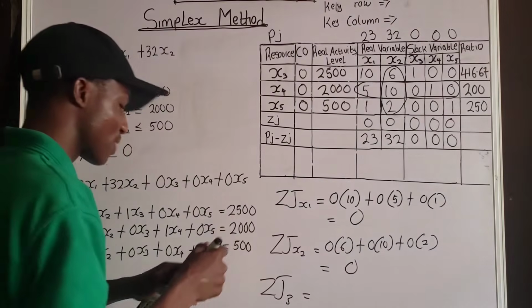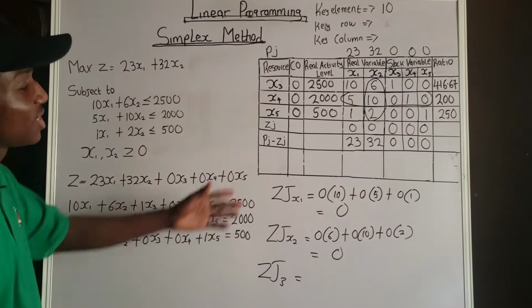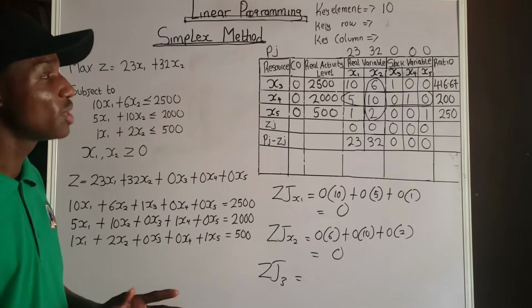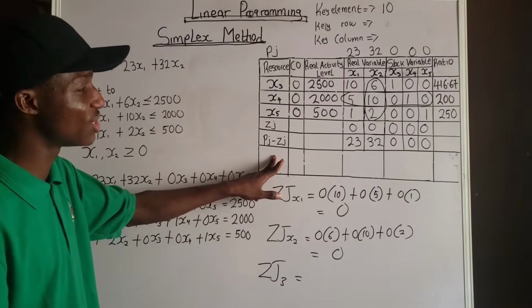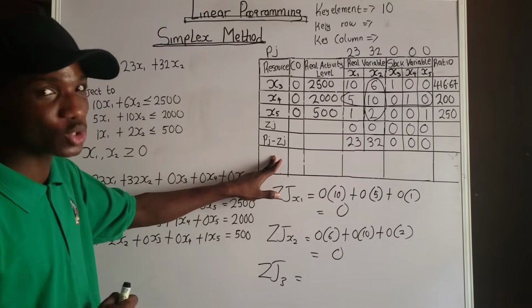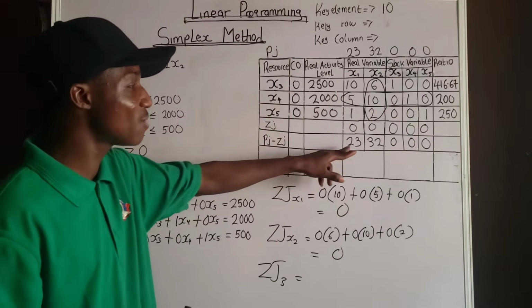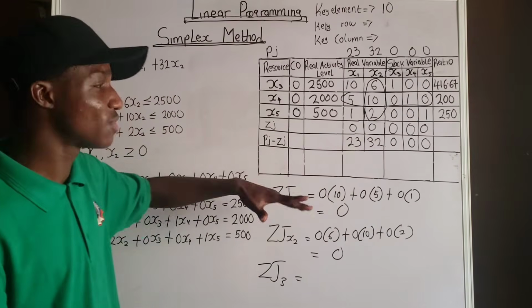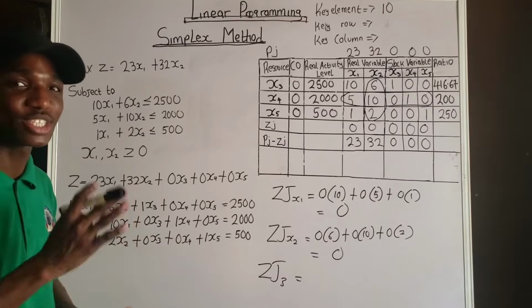You understand? So now let us proceed with our solving. We have gotten our key element. As you can see, we haven't reached an optimal solution. For us to obtain an optimal solution, the value of our net evaluation must be less than or equal to 0. If you look at the value of this net evaluation, we still have 32 and 23. So we have not gotten an optimal solution. That will make us proceed to our first iteration.